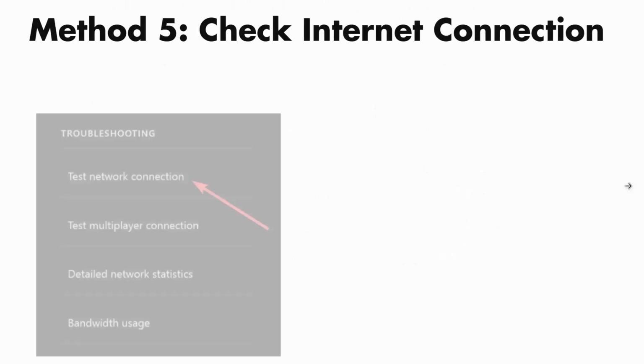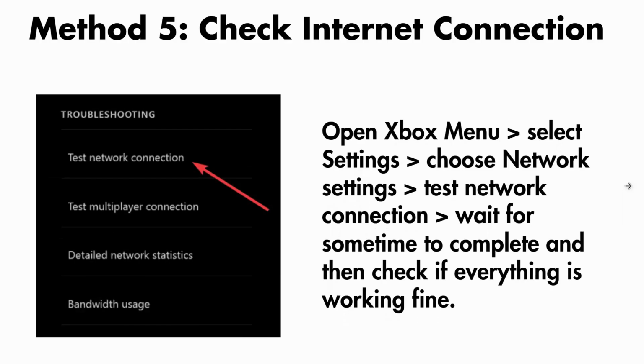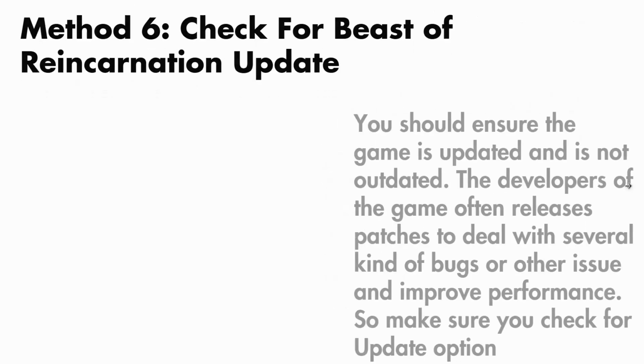Next method is to check internet connection. For that, open Xbox, choose network settings, test network connection, wait for some time to complete, and then check if everything is working fine. If not, next method is to check for Beast of Reincarnation update.